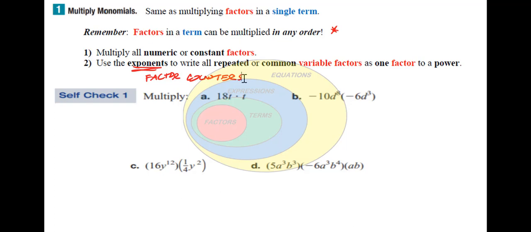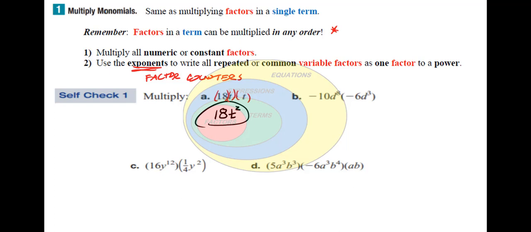So this first one, A, we notice this is just one term and it contains factors. 18 times t, so this has a factor of 18 and t, and then it's times again t. So again, these are just three separate factors. When we multiply them together, the 18 is going to be a factor, and then t times t would be the same as t to the second power. We want to write that as one factor of t to a power.